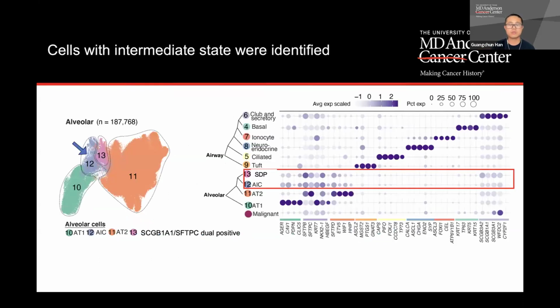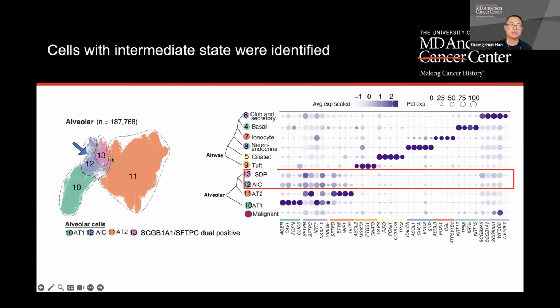With this question, we went back and looked at our data. The first point that caught our eyes is that there are two populations from the alveolar part that show intermediate expression states regarding the lineage specificity genes. They are the alveolar intermediate cells as well as the SDP. I'm sorry for the name confusion, I forgot to rename it. This one stands for the bronchial alveolar population, which I mentioned previously. So these two populations show an intermediate state.